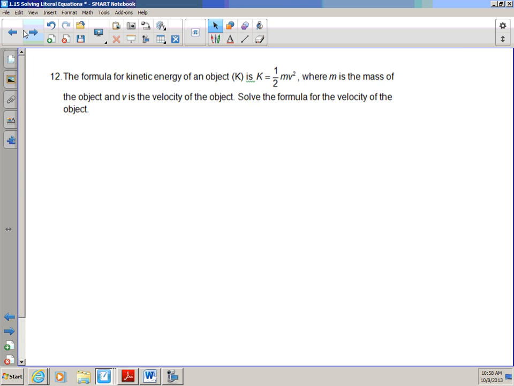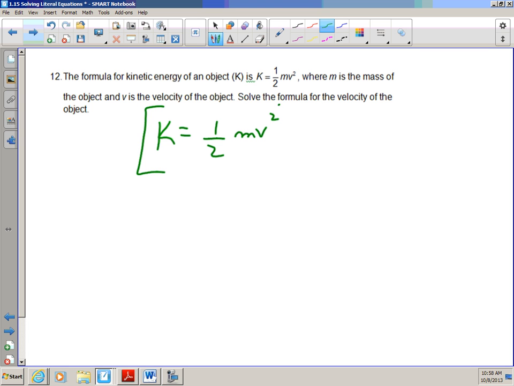A couple of other examples. The formula for kinetic energy, K, equals 1/2 times the mass times velocity squared. Okay? And I want to solve for velocity. So I need to get rid of anything that's attached to the V. The first thing that's attached is a half.